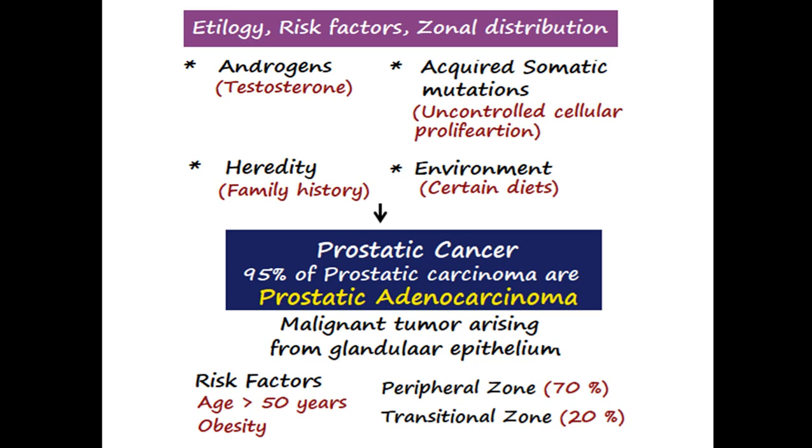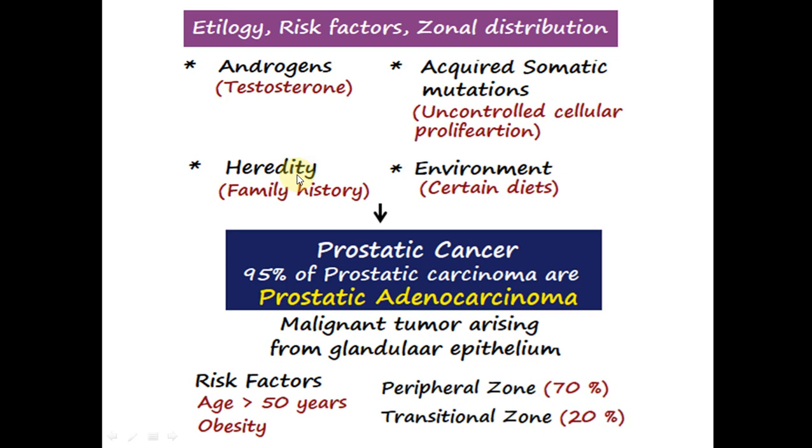So we discuss it in a little detail. The initial major problem that occurs in carcinoma prostate is the acquired somatic mutations in various genes that control the cell cycle. And when these genes, particularly the oncogenes and the tumor suppressor genes, are mutated, they allow uncontrolled cellular division and proliferation.